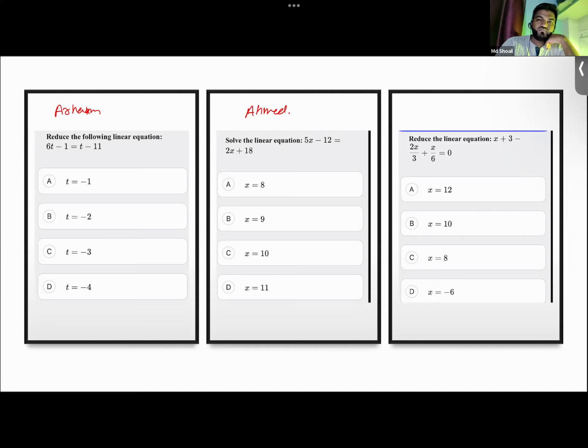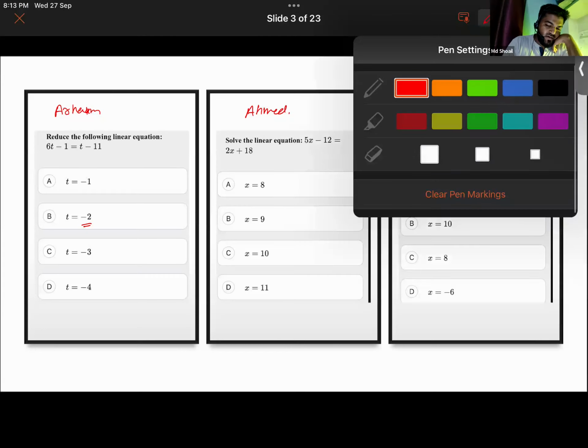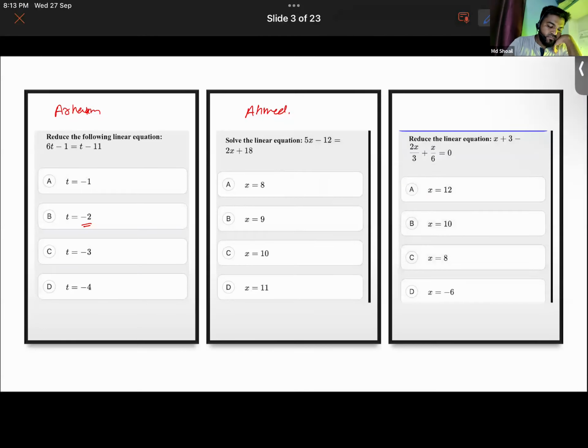I got it. What is the answer? t equals minus 2. You can also verify it by putting it back into the equation. First you bring the like terms together. 6t minus t, it will be minus 11 plus 1. So 5t equals minus 10, or t is equal to minus 2. Good, that is correct.